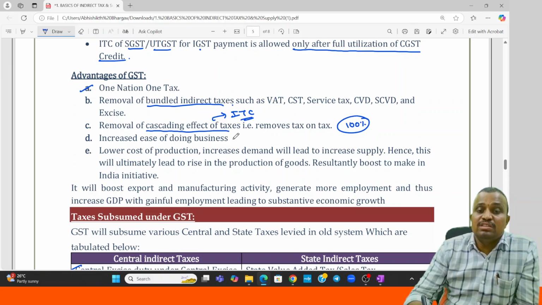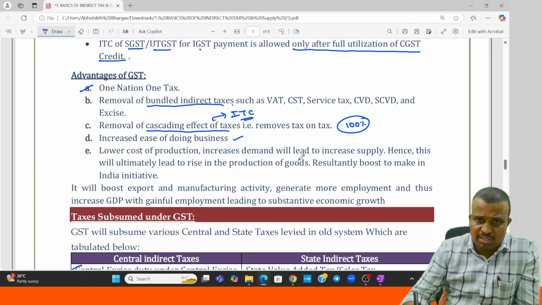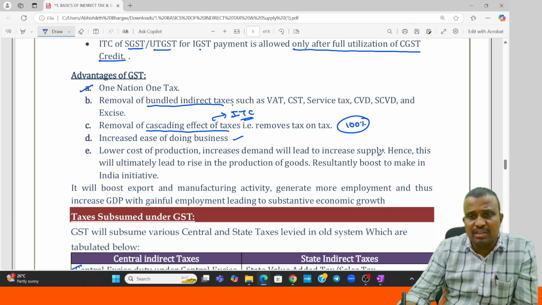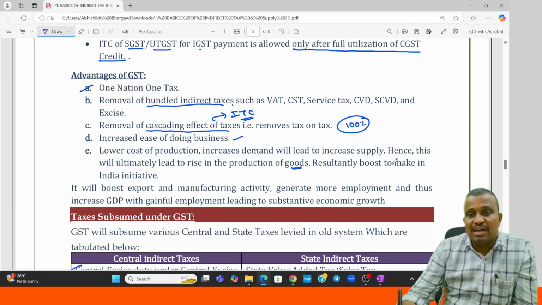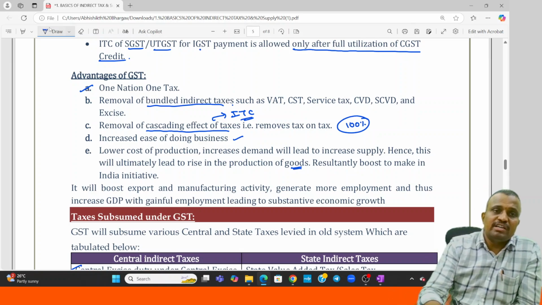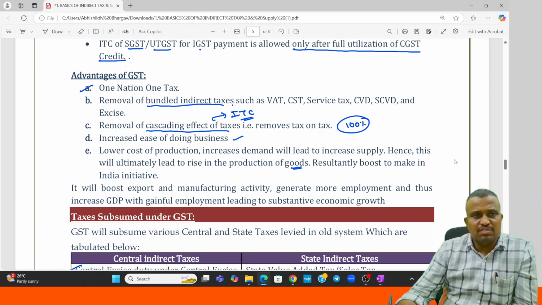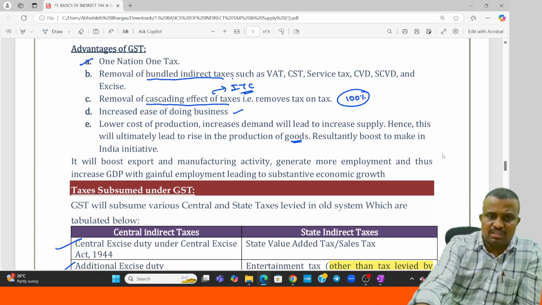There is increased ease of doing business because prices are reduced, and the lower cost of production increases demand, which will lead to an increase in supply. Hence, this will ultimately lead to a rise in production of goods, and resultantly a boost to the Make in India initiative. And these are all the advantages of GST.